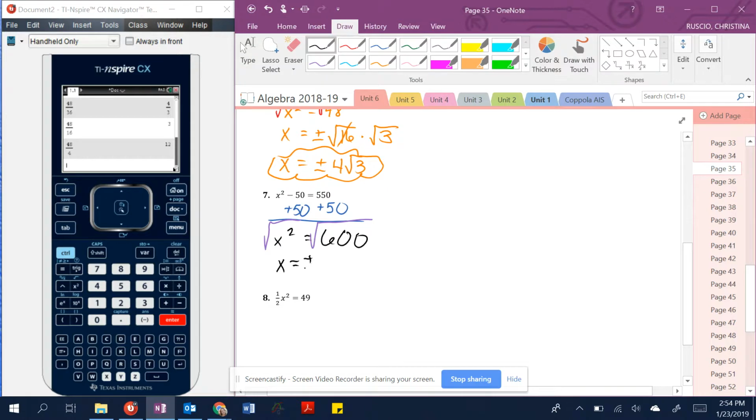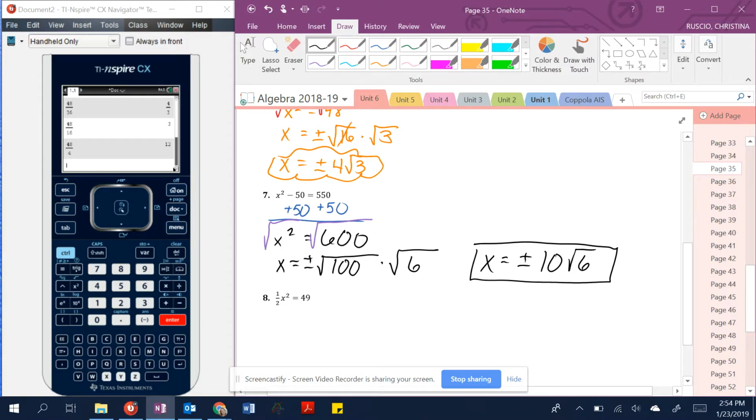If I take the square root of 600, I put a plus or minus, and I'm going to get 100 times 6. Yeah, 6 doesn't have a perfect square, so we know that what we did was right. So x equals plus or minus 10 square roots of 6.